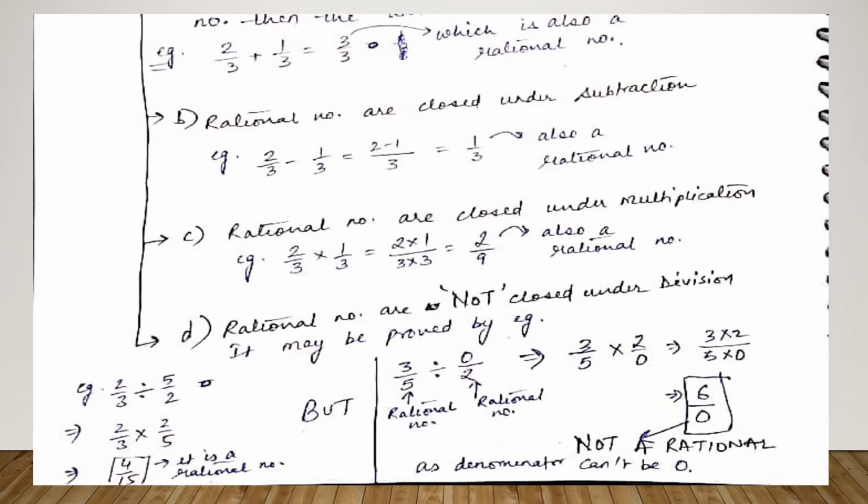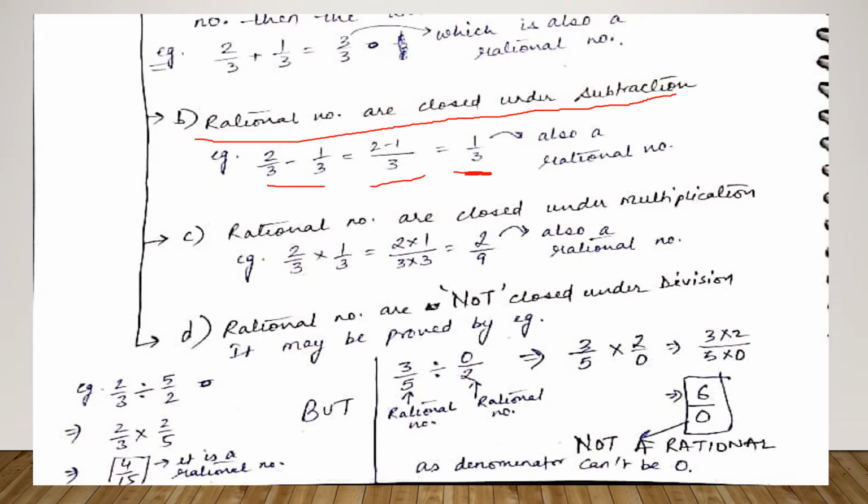Now, property number B, rational numbers are closed under subtraction. Same thing as the last case. When we add two rational numbers, we get a rational number. In a similar way, if you subtract two rational numbers, you will get again a rational number as answer.